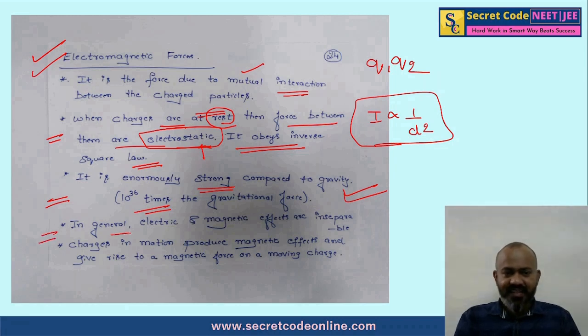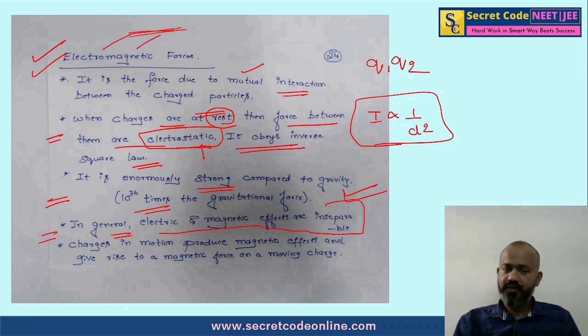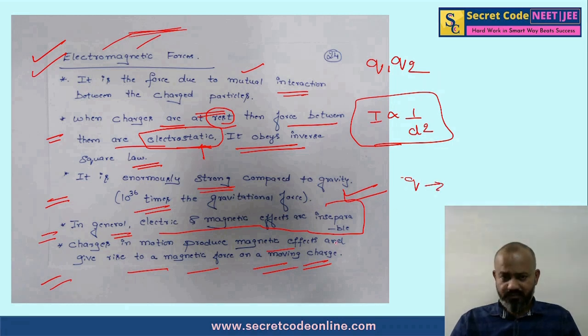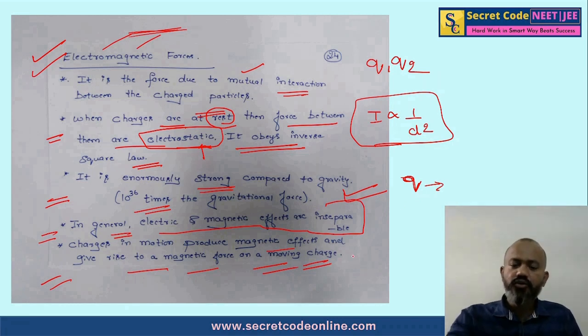And the next point, in general, electric and magnetic effects are inseparable. That is what is known as electromagnetic force. In electromagnetic force, electric and magnetic fields are inseparable. The next one: charge in motion produces a magnetic effect and gives rise to a magnetic force on the moving charge. Some charge is there that is in motion, and this charge in motion will produce a magnetic effect and give rise to a magnetic force on the moving charge according to electromagnetic force.